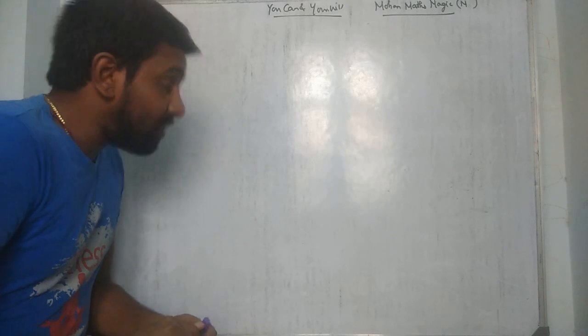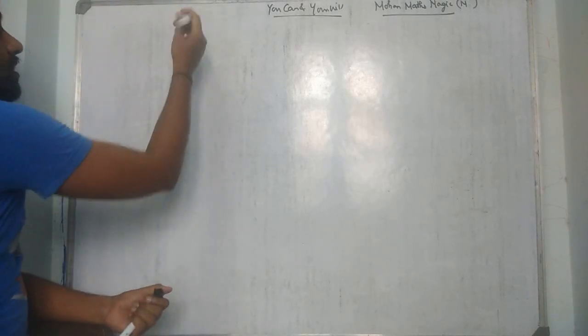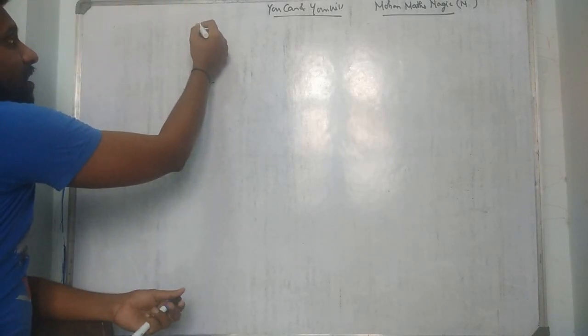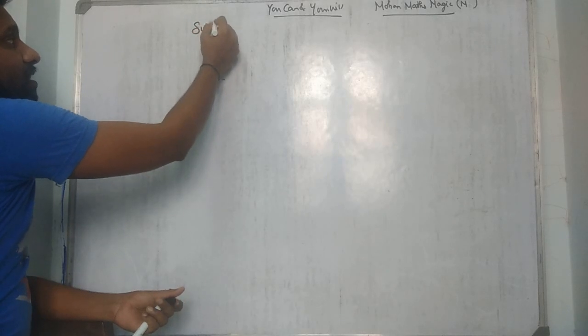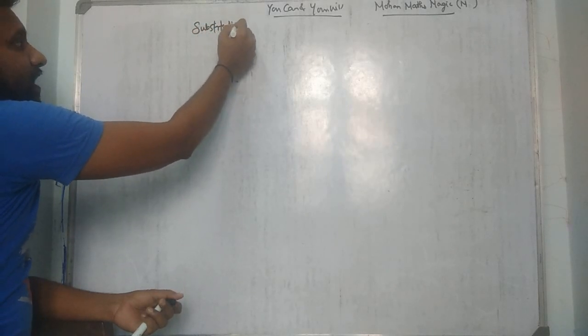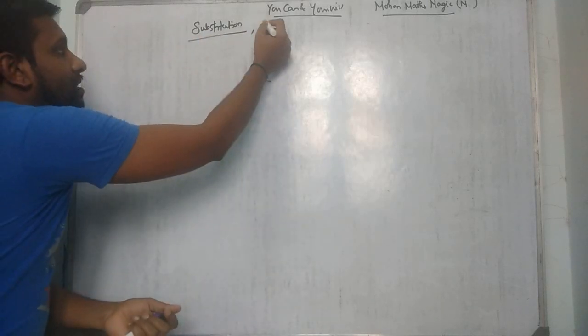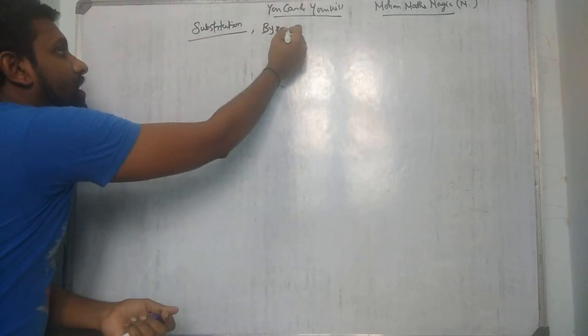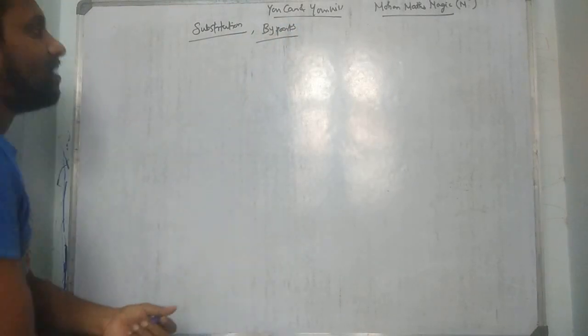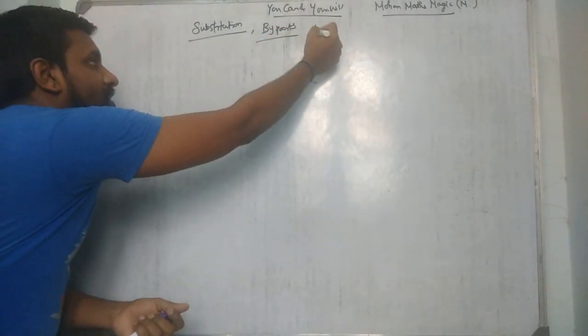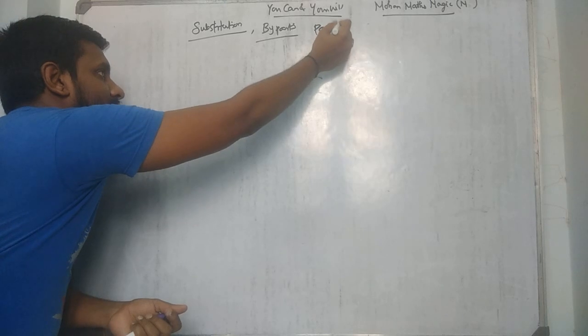divided into three parts. Integration can be done by the substitution method. I have also kept another name for this one: shortcut. Then the by parts method, that is the UDV formula, which I will teach you later, and the next one is partial fractions. These are all very easy.